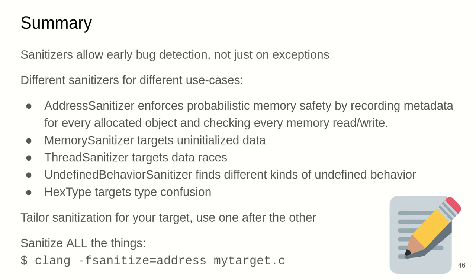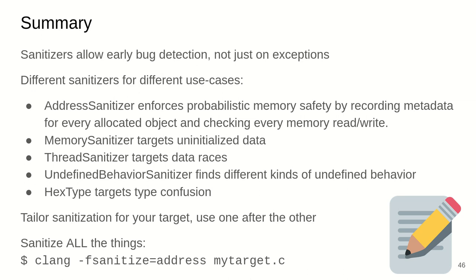There are sanitizers for different use cases. AddressSanitizer enforces probabilistic memory safety by recording different kinds of metadata for every allocated object and then checking every memory read and write. MemorySanitizer targets uninitialized data. ThreadSanitizer targets data races. UBSan finds different kinds of undefined behavior depending on what you select. HexType targets type confusion.